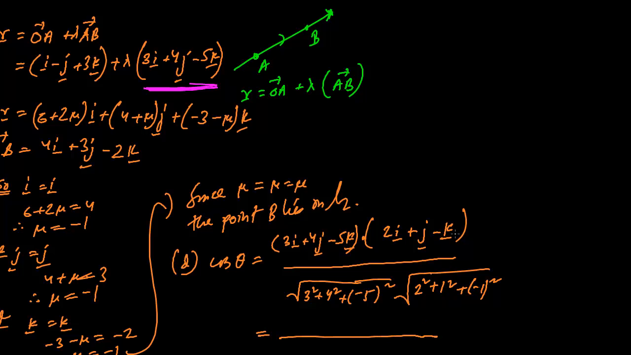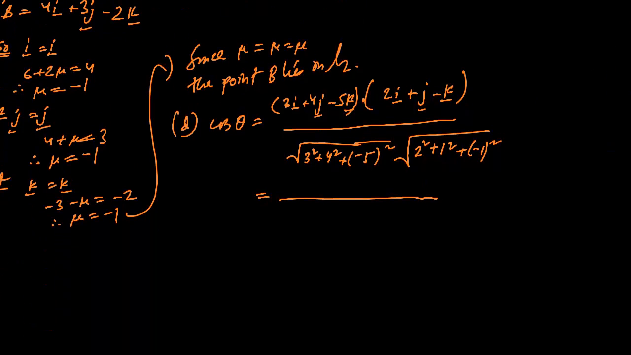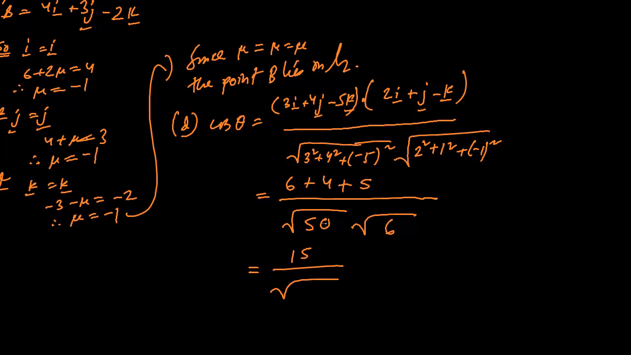and this turns out to be 3 into 2, i into i is 6, plus 4 into 1, j into j is 4, plus minus 5 into minus 1 is 5, and this is going to be square root of 9 plus 16 is 25, 25 plus 25 is 50, square root of 4, 2 squared is 4, 4 plus 1 is 5, 5 plus 1 is 6, so this is going to be 6 plus 4, 10, 10 plus 5, 15, square root of, this is 6, 6 5s are 30, 300.